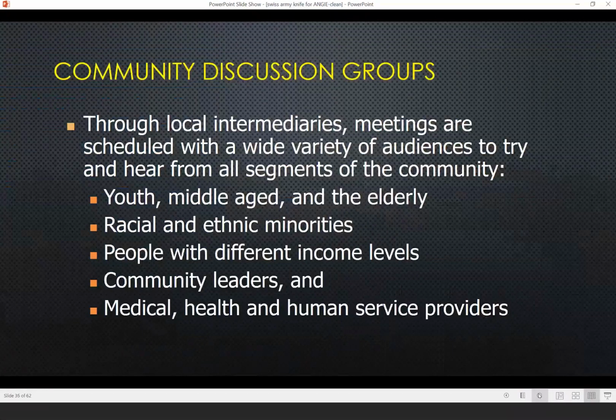Community discussion groups. In a community discussion group, you use local intermediaries, somebody who's from that community. You can't see me, but I'm an old, bald, white guy. And when I walk into a room, people make assumptions about who I am, also because I've got a doctorate degree and I'm from a big university.